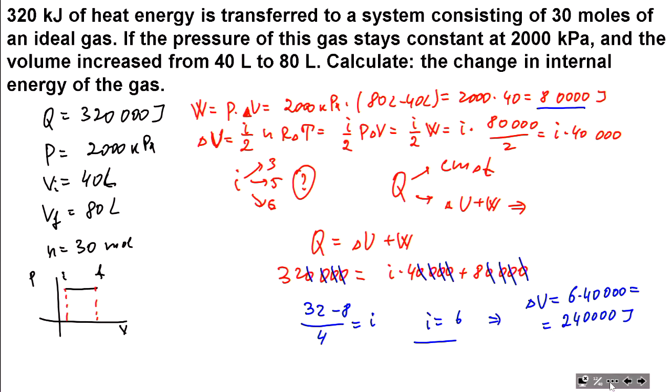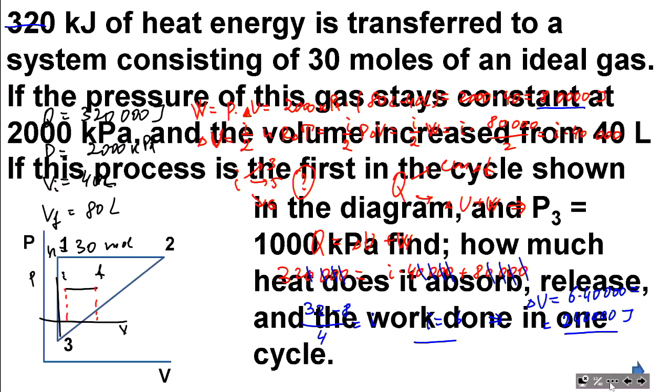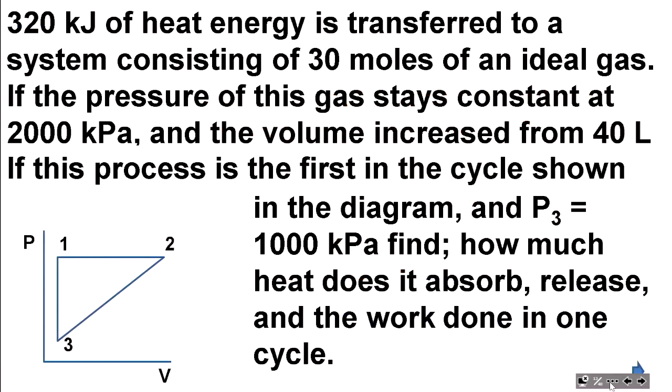If we add these numbers, work, and change in internal energy, we of course get the original amount of heat. So that was a review. Now we have to apply this reasoning to a cycle. So we are adding 2 more processes. And what we know about those processes, pressure, okay, and 1 more pressure.